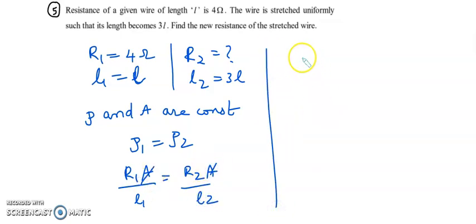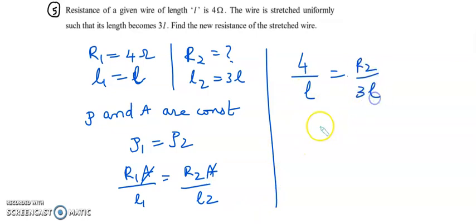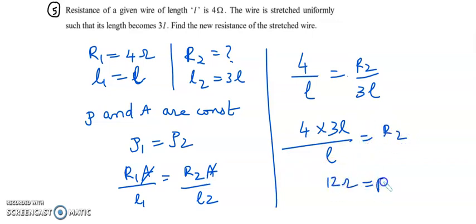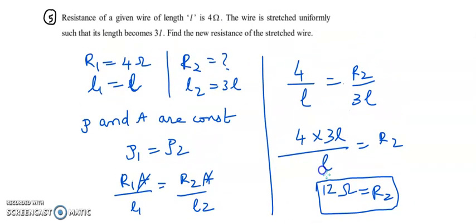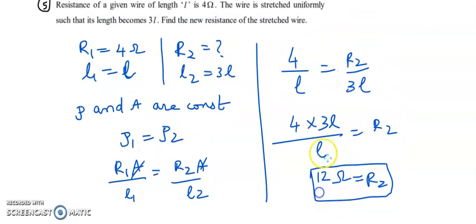So R1 was 4, L1 is L. That is equal to R2 by 3L. Cross multiply, 4 into 3L divided by L is equal to R2. So 12 ohms is R2. Right? Am I clear? Okay. The changes between the two quantities are done in such a way that the other two are unchanged. Okay. Right? It's on the other page.